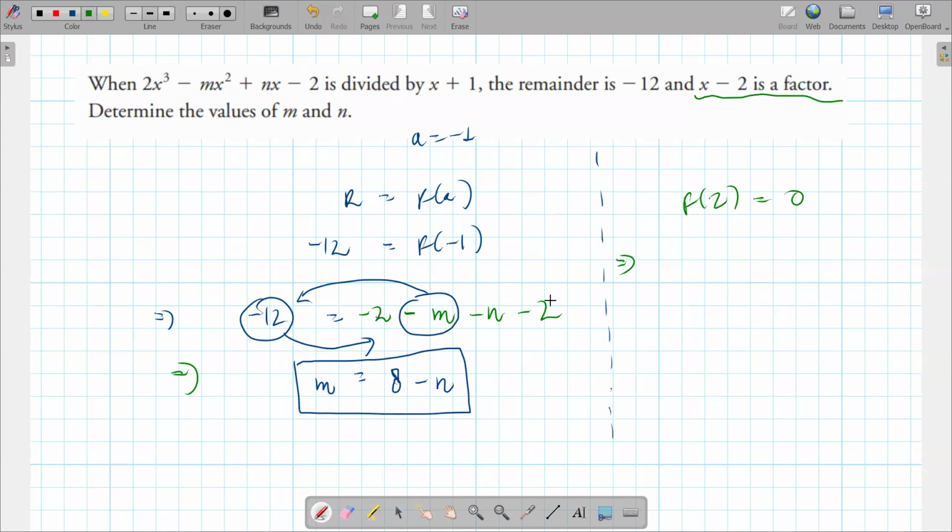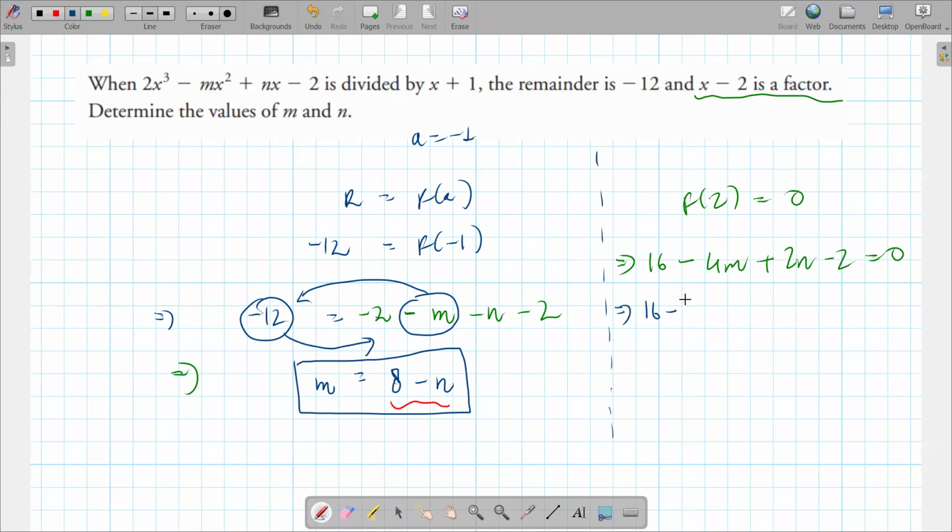2 times 2 cubed, well, that's going to be 16. Minus m times 2 cubed, that's going to be 4m. Plus n times 2, 2n. Minus 2, and that's 0. Now, let's plug in m as 8 minus n in here. So we're going to replace this m with 8 minus n. We're going to do a substitution. It's because we're trying to solve a system of linear equations.